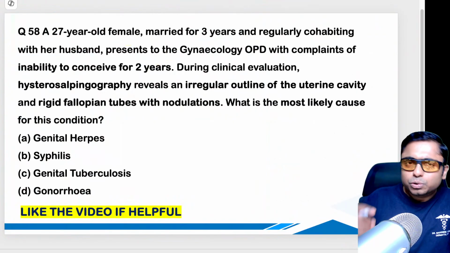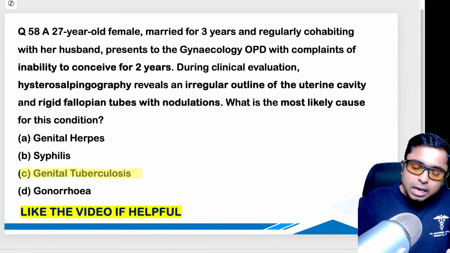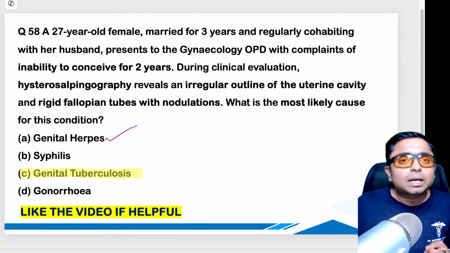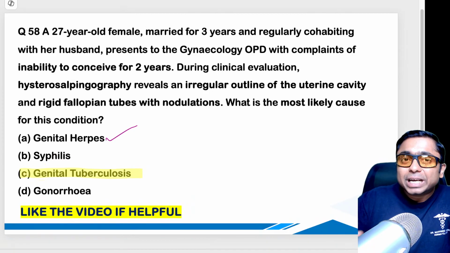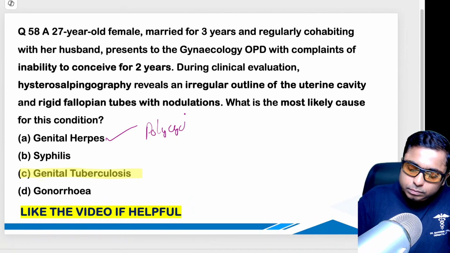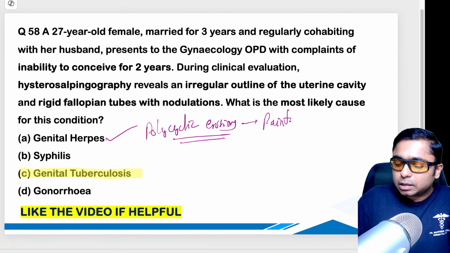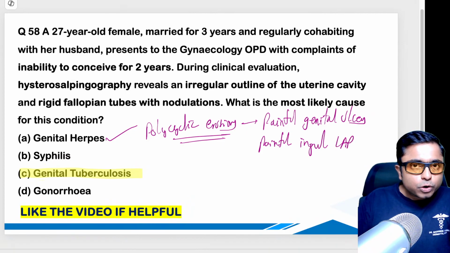Yes, this is the next question. So this is basically a gynec question. So here the answer is going to be genital tuberculosis. I'm not going into the details of this gynec part, but genital herpes. How is genital herpes going to manifest? It is going to manifest as grouped vesicles which are going to leave behind polycyclic erosions. And the patients are going to present with painful genital ulcers and also painful inguinal lymphadenopathy. So this is going to be the picture.